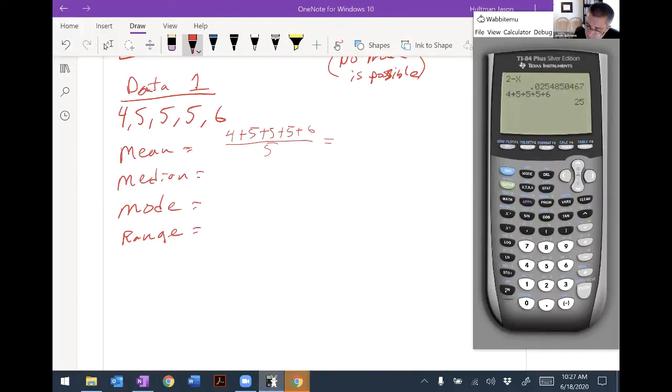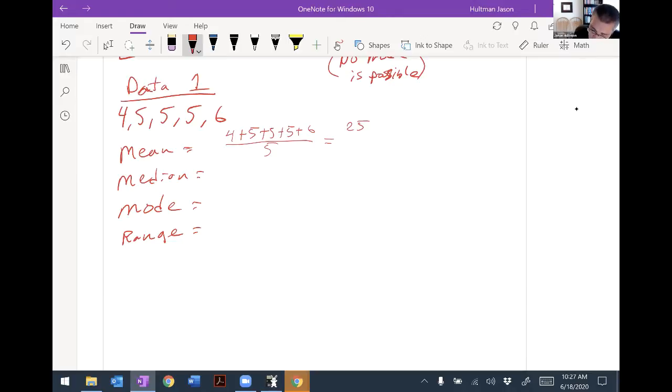As you can see, when I plug it into my calculator, 4 plus 5 plus 5 plus 5 plus 6 is equal to 25. So this is going to be 25 over 5, which is 5. So the average, what I'm going to call X bar, was 5. Sorry, my 5 doesn't look like a 5, but it is.